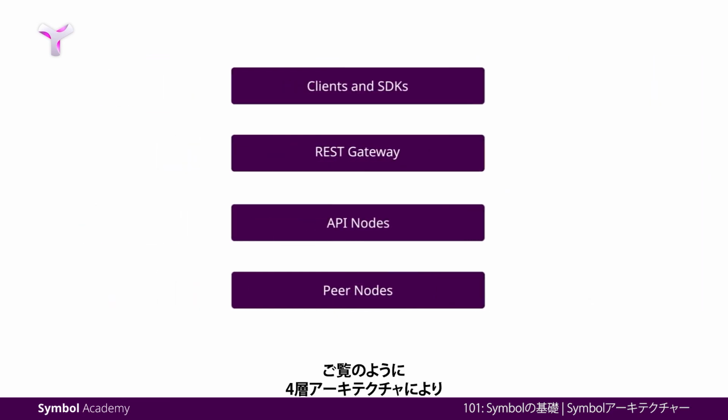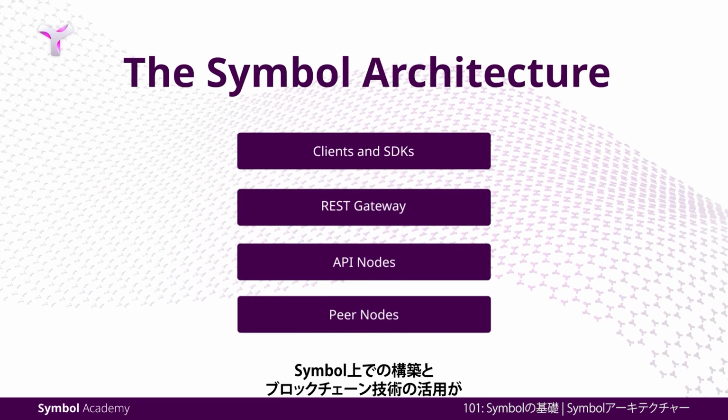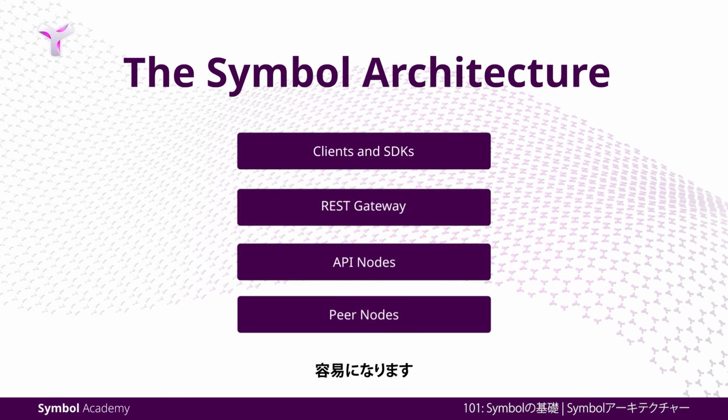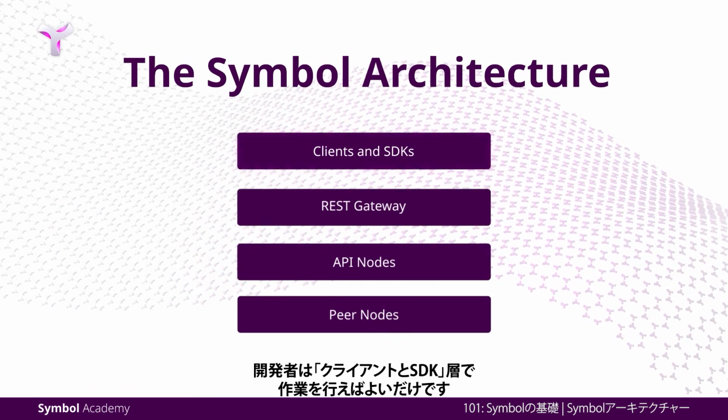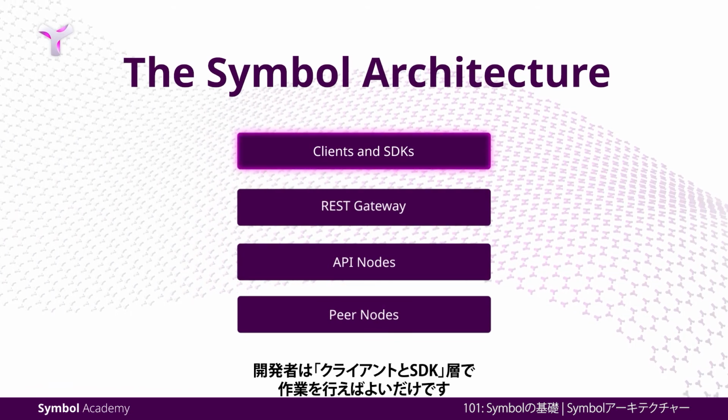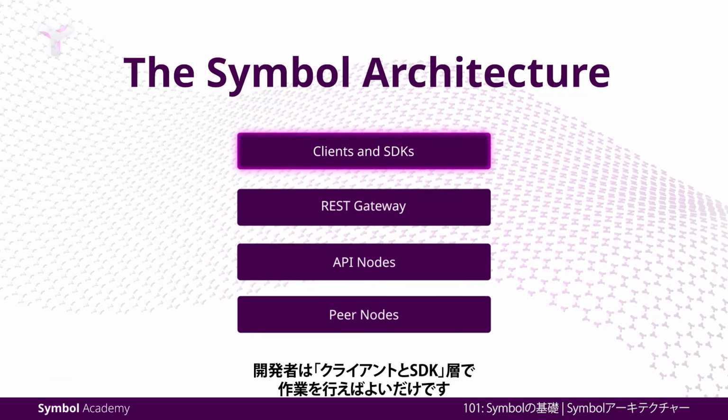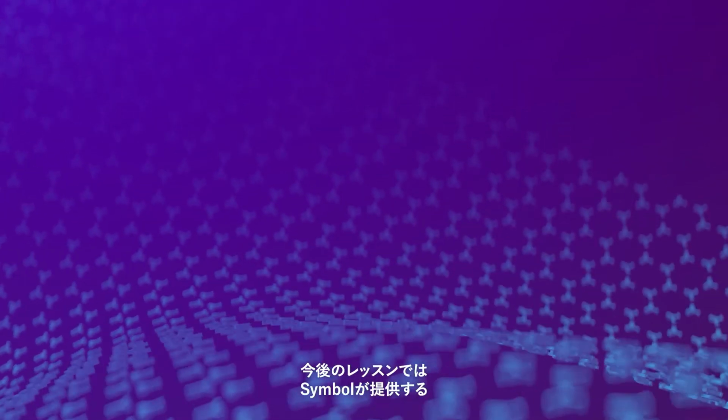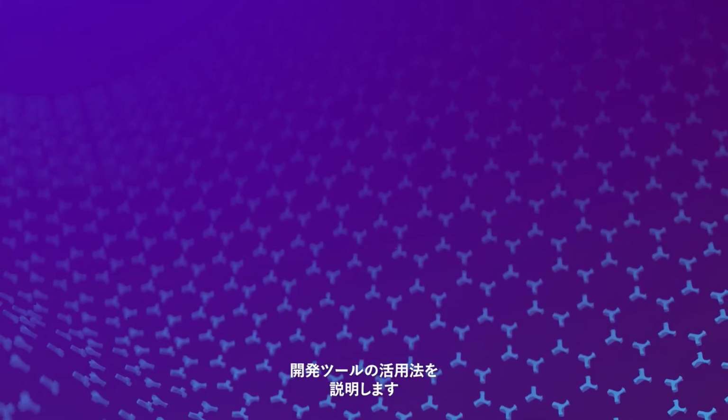As you can see, the four-tiered architecture gives developers an easy way to build on Symbol and utilize blockchain technology. Developers will only need to work on the clients and SDKs tier. In upcoming lessons, we'll learn how to take advantage of development tools that are provided by Symbol.